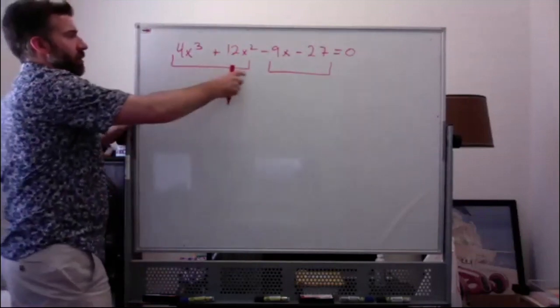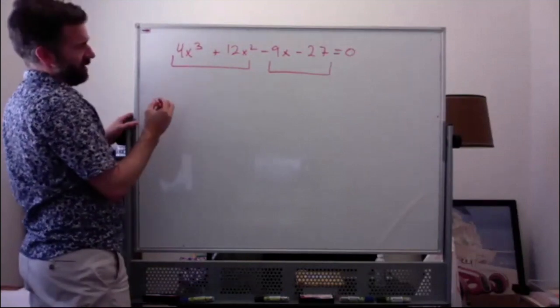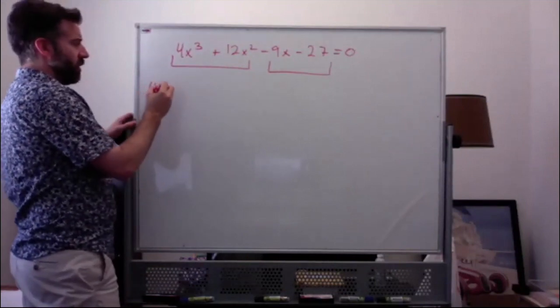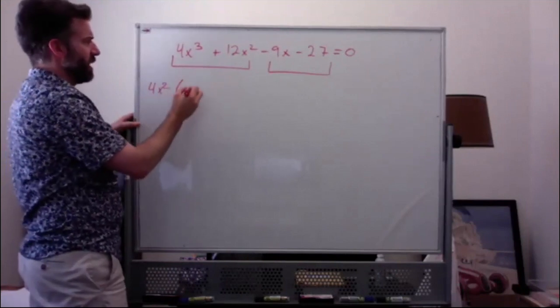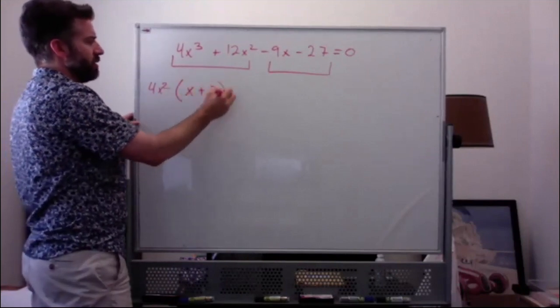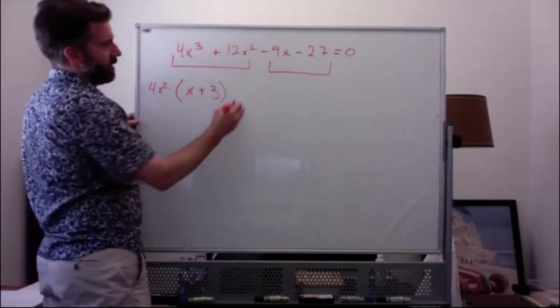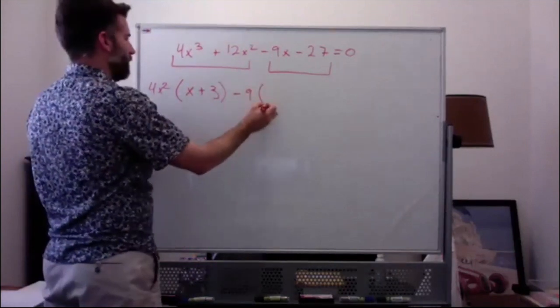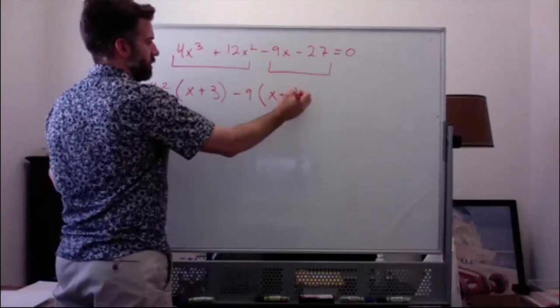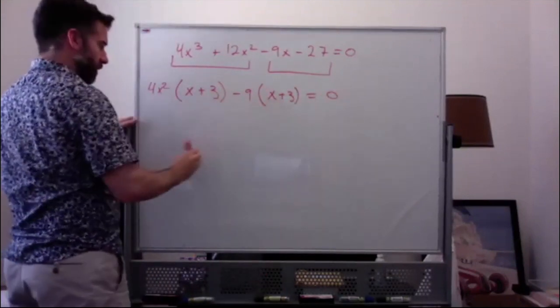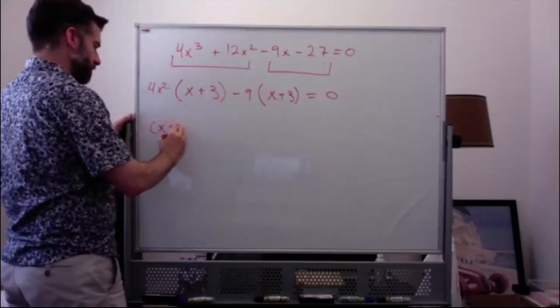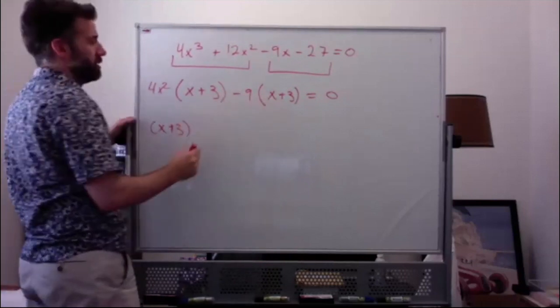So here, from this pair, I can factor out 4x squared. I'm left with an x plus 3. From here, I can factor out a -9. I'm left with an x plus 3. And then I can factor out this x plus 3 because it's the same, right?